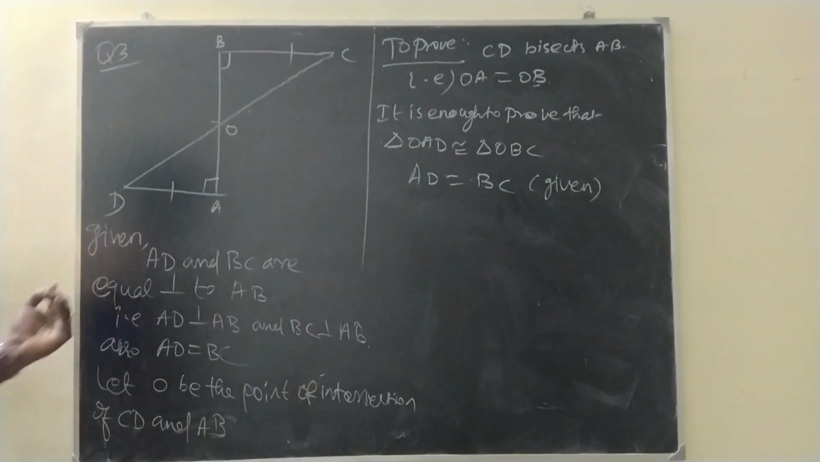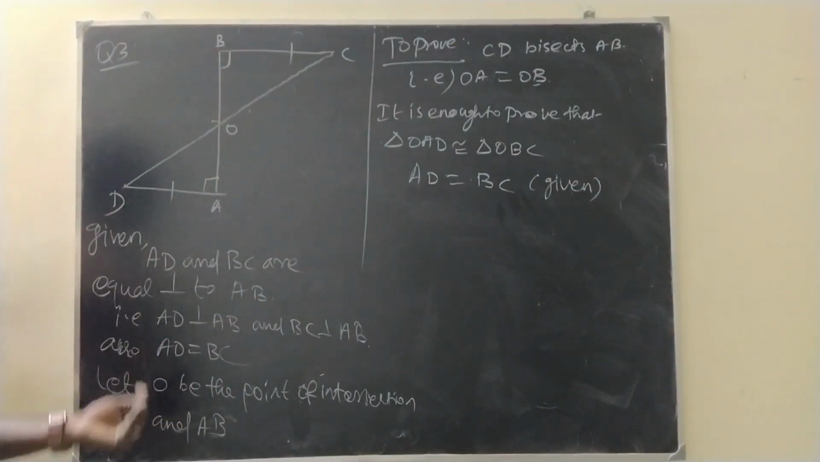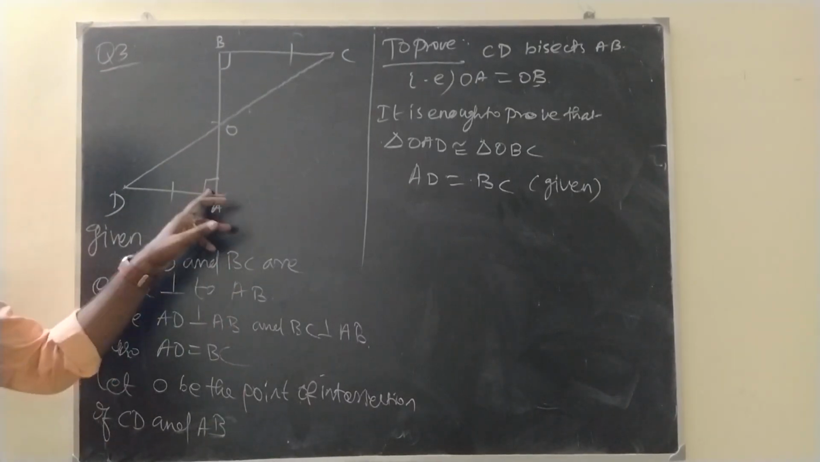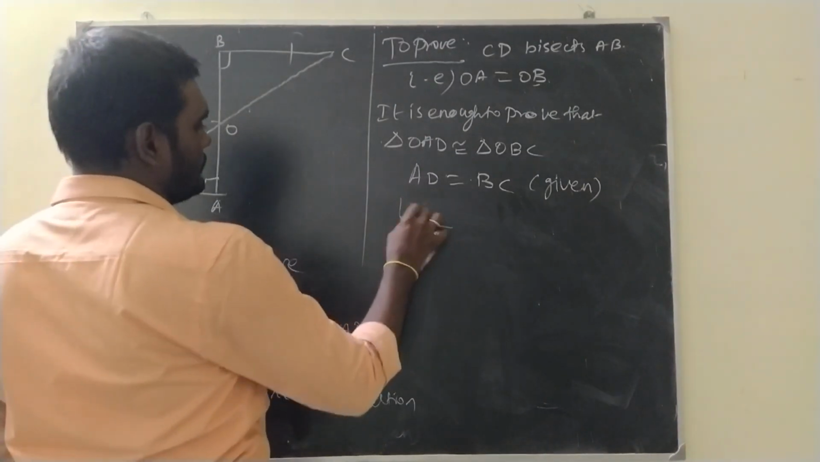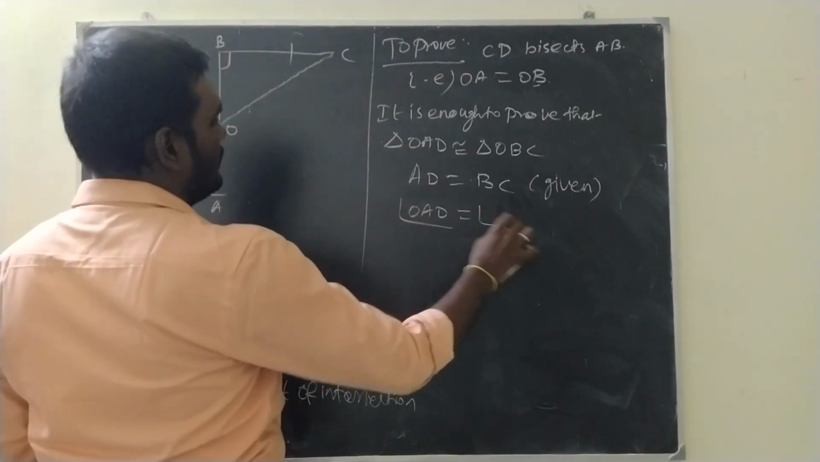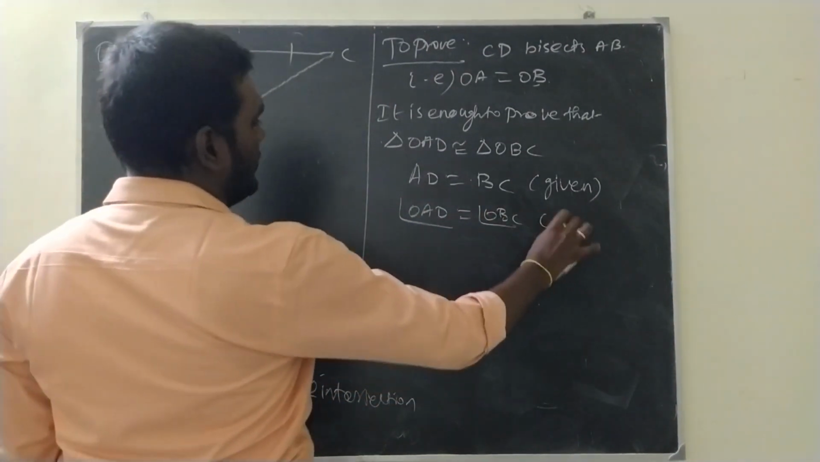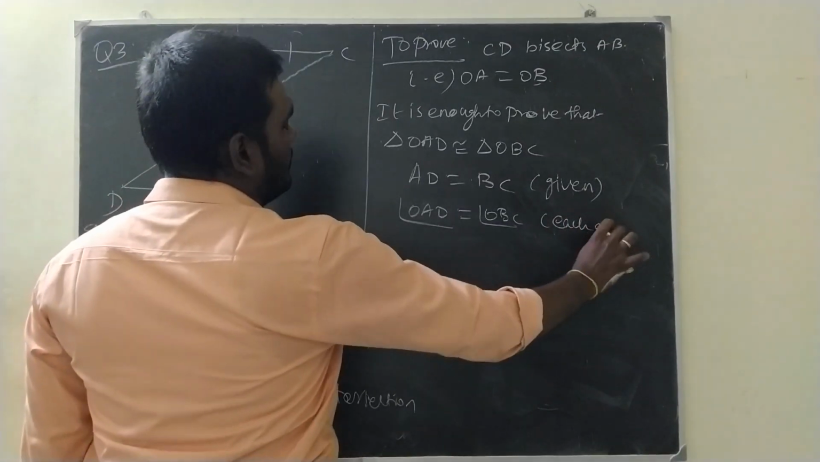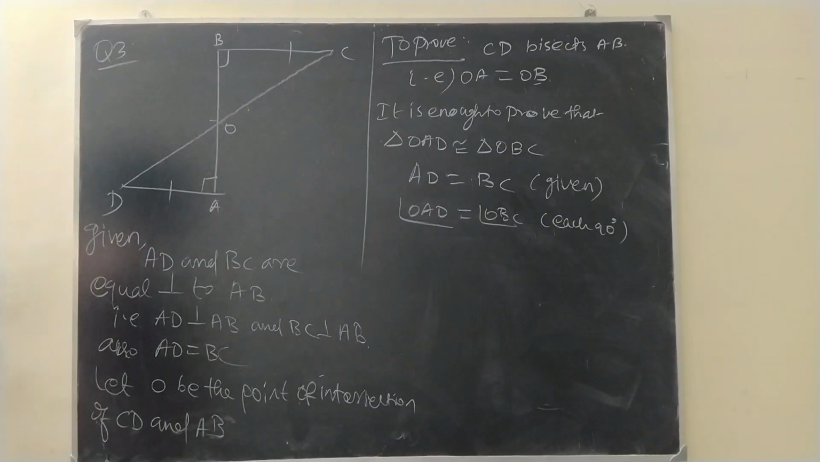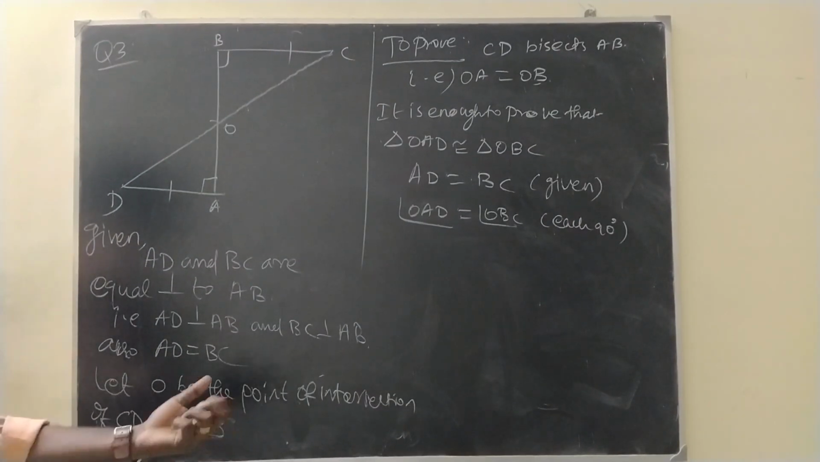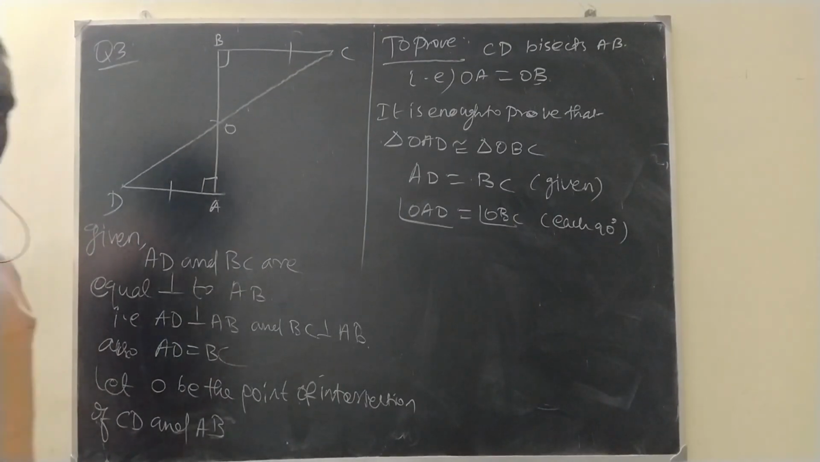And any other things common? Since they are perpendicular bisectors, this 90 degree we can take. Angle OAD equals angle OBC. The reason: each is 90 degrees, as they are perpendicular bisectors. And then any other supporting arguments can you see? Can you find?